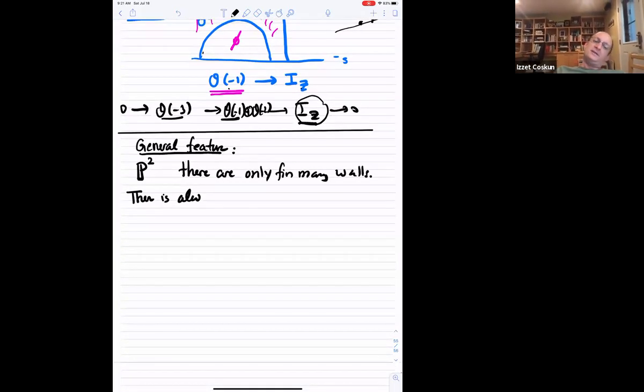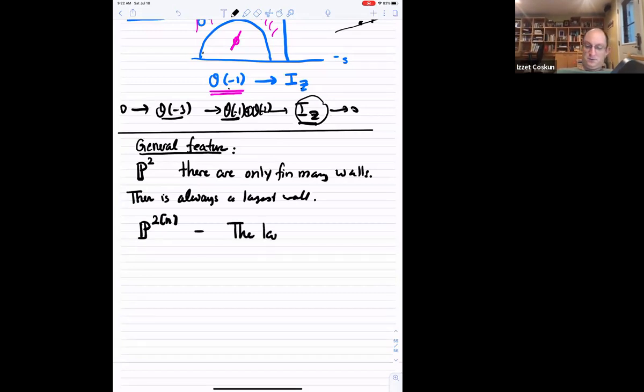The general feature is that in P2, there are only finitely many walls, and there is always a largest wall. And when you're talking about the Hilbert scheme of points, then it turns out that the largest wall always is given by O of minus 1.